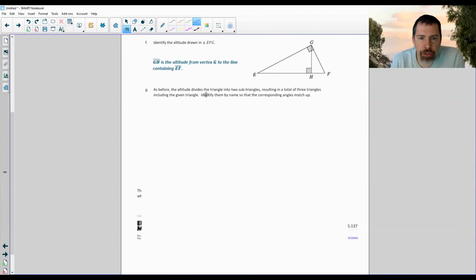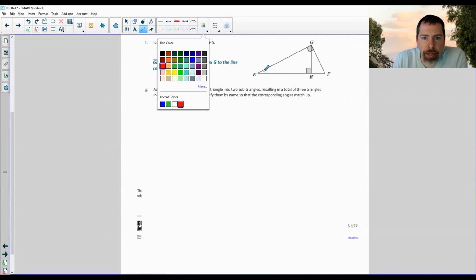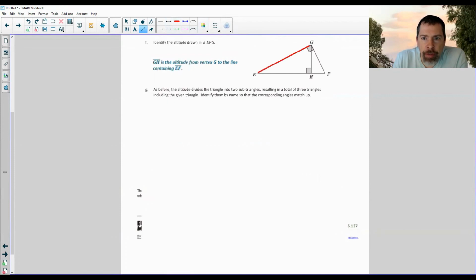The altitude divides a triangle into 2 subtriangles, resulting in a total of 3 triangles, including the given triangle. Identify them by name so that corresponding angles match up. Okay, so we need to be careful here. So again, I'm going to color code these. I would highly recommend you do that. So if you have the big triangle out here, there's the big triangle. I will name that, and I'll use red, EFG. So I have triangle EFG.